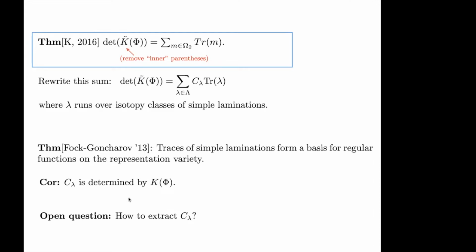However, that's a slightly mysterious thing. Except for some simple surfaces, we don't really have an effective procedure to extract these coefficients. For any fixed finite graph, you can just look at all possible laminations, expand everything and find the coefficients. But if you have a sequence of growing graphs, we don't know an effective procedure for extracting these things. So that's kind of an open question.